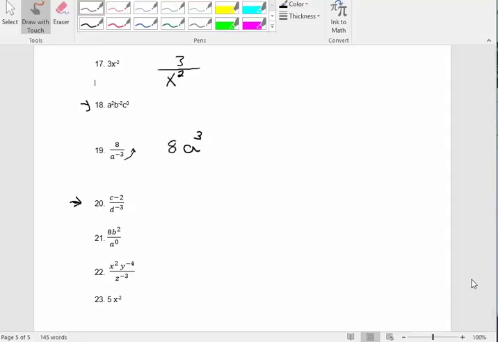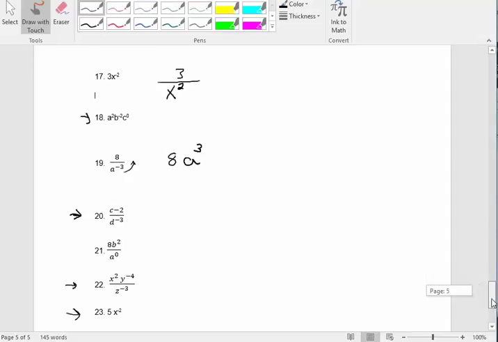21 will not be a fraction because what is a to the 0? It's just 1. So anything over 1, you don't have to write it as a fraction. Number 22 will be a fraction, and so will 23. 23 is like number 17. The 5 will stay on top. The x to the negative 2 will move down and become x squared. It's a lot like it.